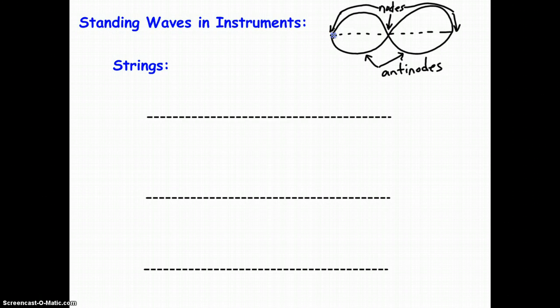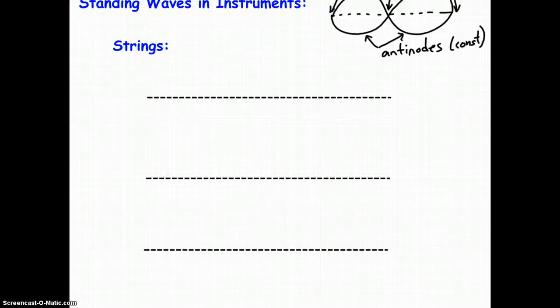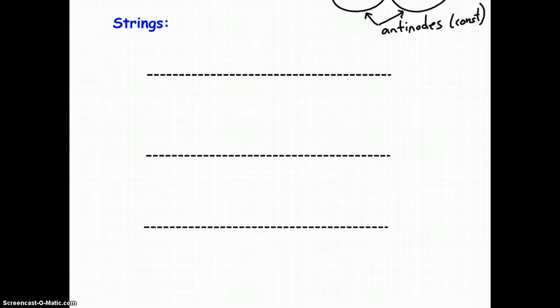Antinodes are areas of constructive interference, while nodes are areas of destructive interference. Okay? All right. Now as we take a look at this in strings, what you need to do in your notebook, and your notebook has lines on it, is give yourself 3 equally length dashed lines here.